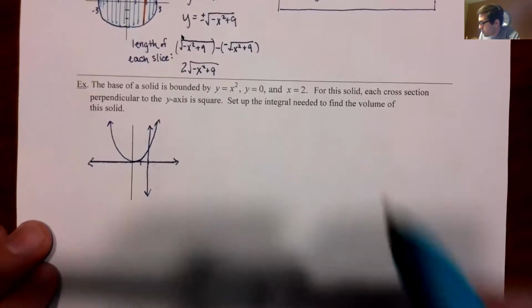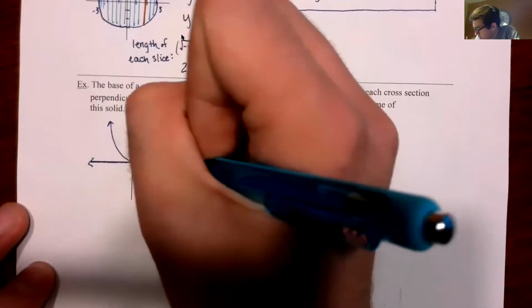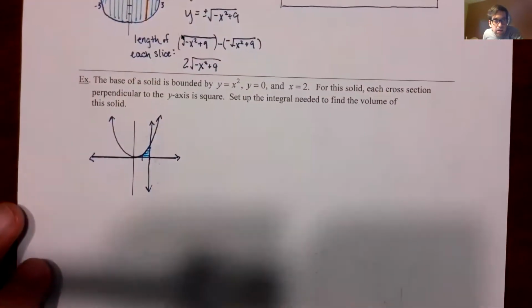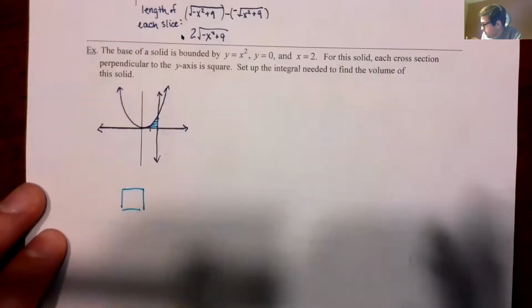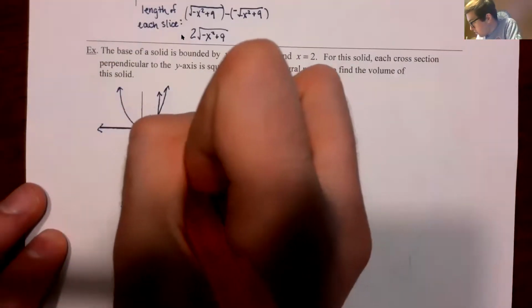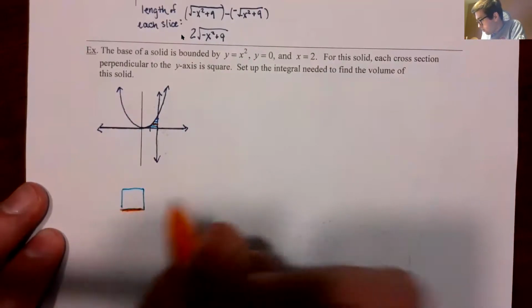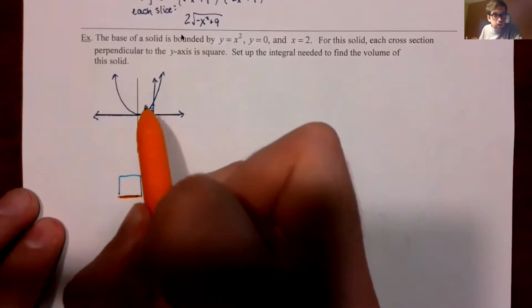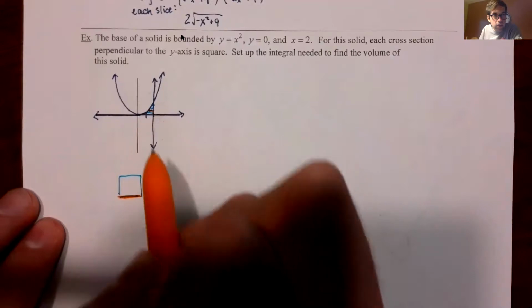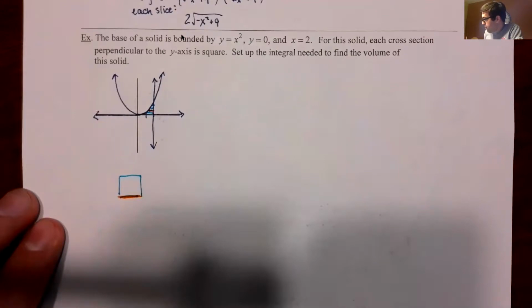So we want cross sections perpendicular to the y-axis. So it's going to be like this. And each of those little tiny slices is the base of a square. So I'm going to sketch a square down here. And I'm going to, as always, make one orange slice there and make the base of this orange so that you can see that that is representing this, and think of it as square slices coming off of this page to make a 3D shape that's going to have a certain volume.